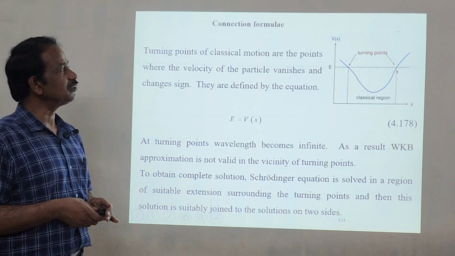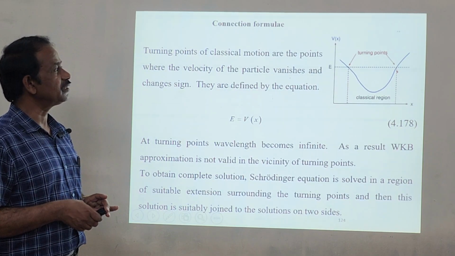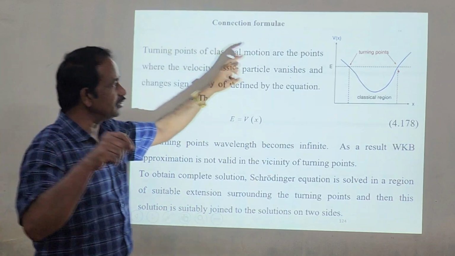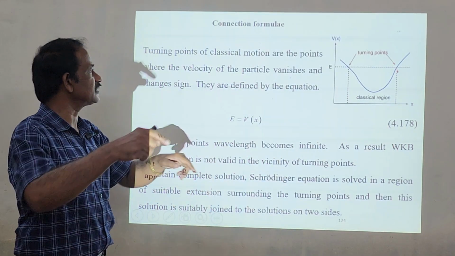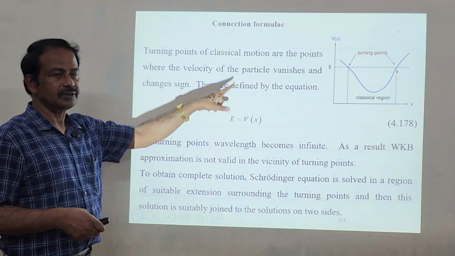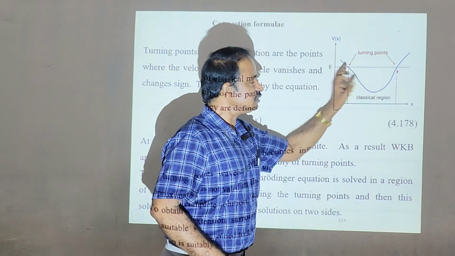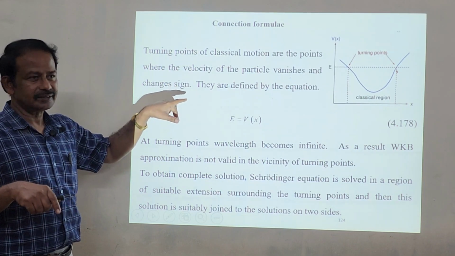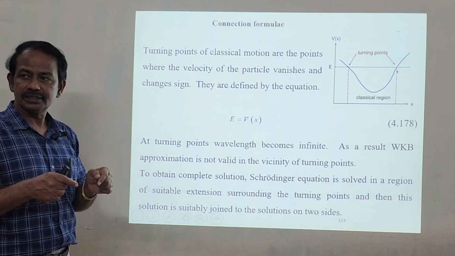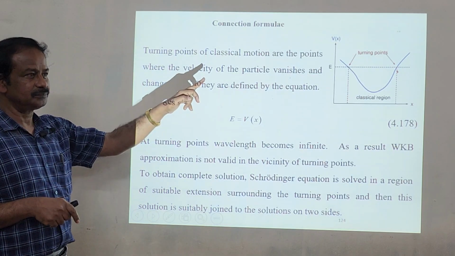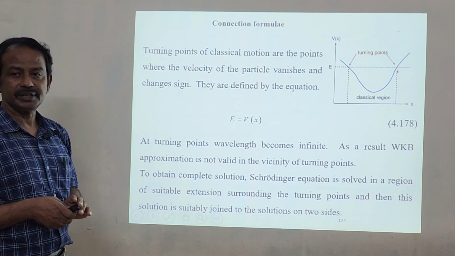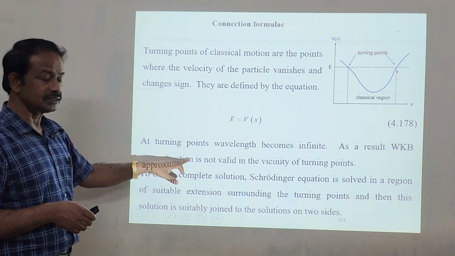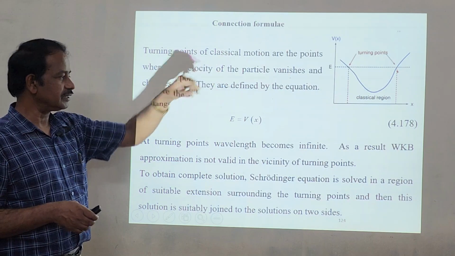Turning points of classical motion are the points where the velocity of the particle vanishes and changes its sign. It vanishes or changes its sign exactly at these points. It reverses its direction. They are defined by the equation E equals V of x. So at both the points, the condition E equals V of x is satisfied, in which the particle reverses its direction. Momentum becomes 0. Lambda becomes infinite. So at turning points, wavelength becomes infinite. As a result, the WKB approximation is not valid in the vicinity of turning points.